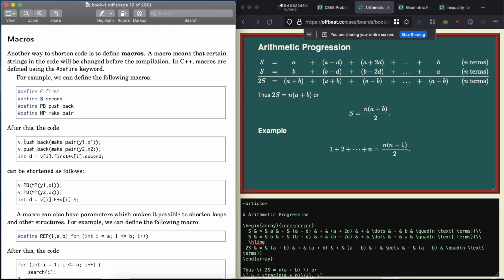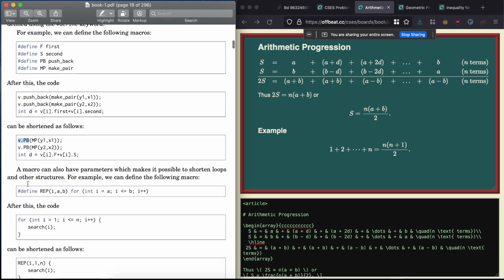So for example, push_back has a macro pb and make_pair has a macro mp. So this code becomes small but cryptic like this, less readable, but could be easy to type when there is a time constraint. So this is an example of how macros are being used.